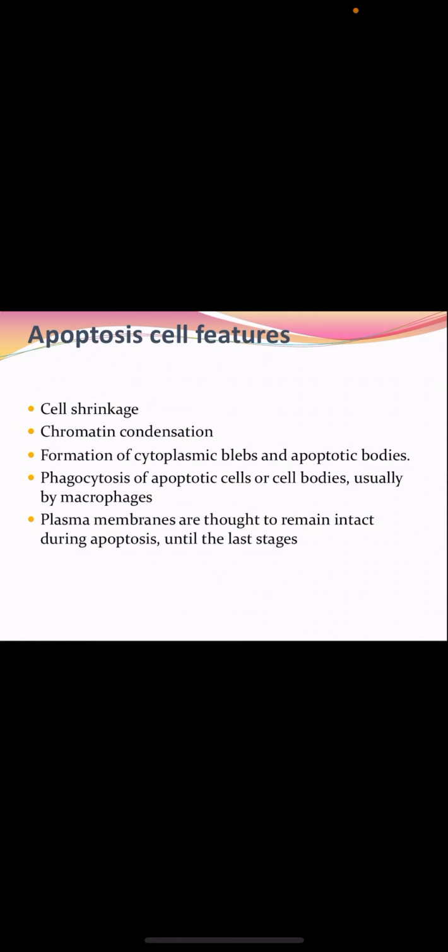Coming to morphological features, you'll see cell shrinkage, chromatin condensation, formation of cytoplasmic blebs and apoptotic bodies, and phagocytosis of the apoptotic cell or body, usually by macrophages. The plasma membrane is thought to remain intact during apoptosis until the last stage. In simpler terms, there will be an intact plasma membrane, cell shrinkage, and the cell will appear dense and eosinophilic with condensation of chromatin, and there will be formation of cytoplasmic blebs.